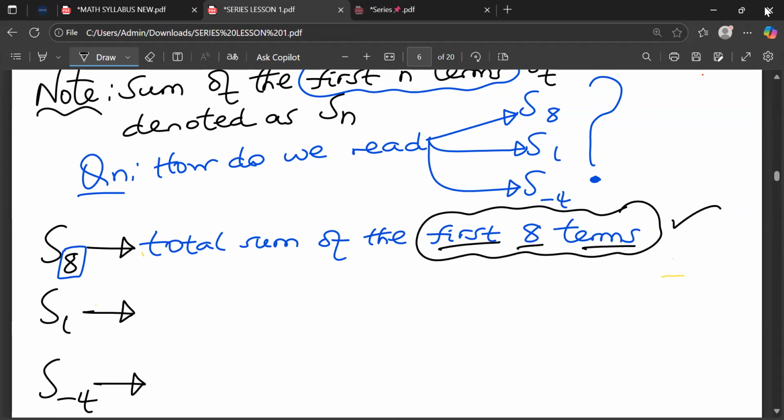Get the point? Someone read for us S1. Sum of the first term. Okay, I'm reading your comments. Someone read for us S1. You read for me S1 and S negative 4 at once. Remember, this topic is full of word problems, so you need to understand. How do we read S1 and S negative 4?